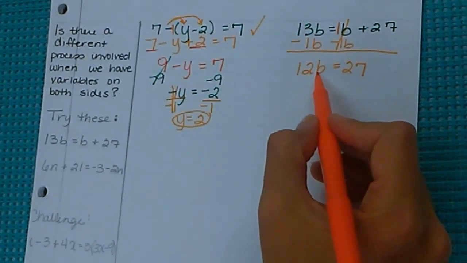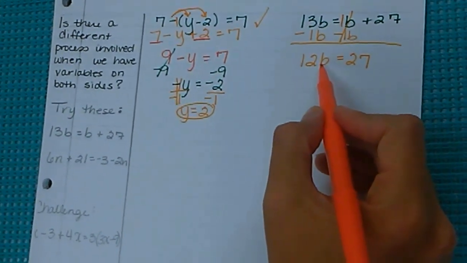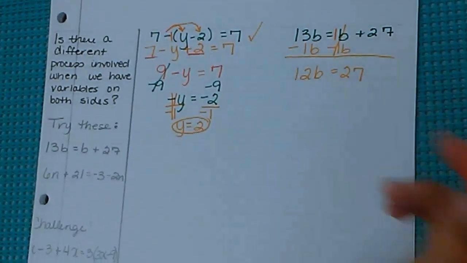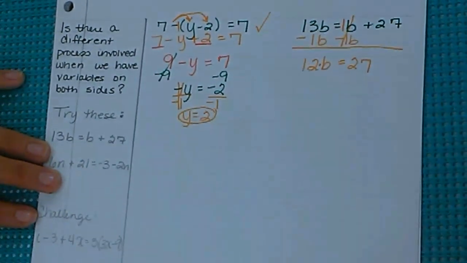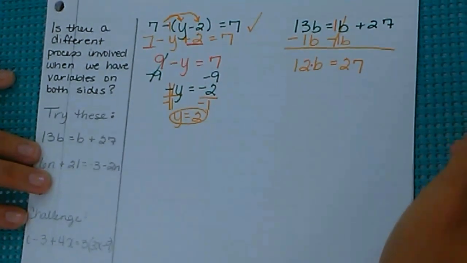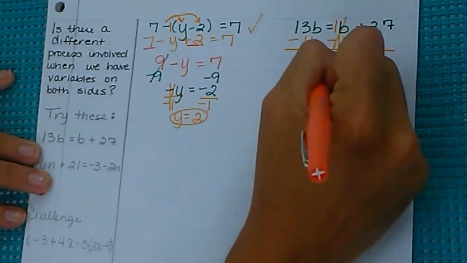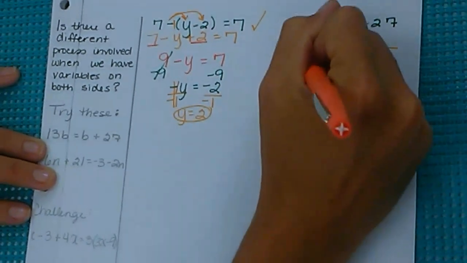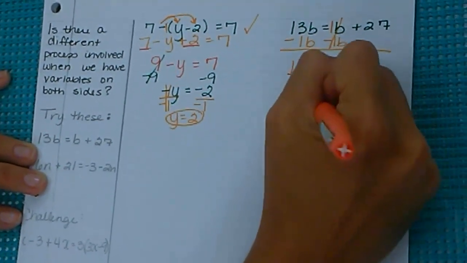So we need to get B by itself. In order to get B by itself, what is this saying? 12 plus B, 12 minus B? Oh no. 12 times B. So what's the opposite or the inverse of multiplication? Division. So we're going to go ahead and divide both sides by 12. So that cancels. So I'm just left with B.